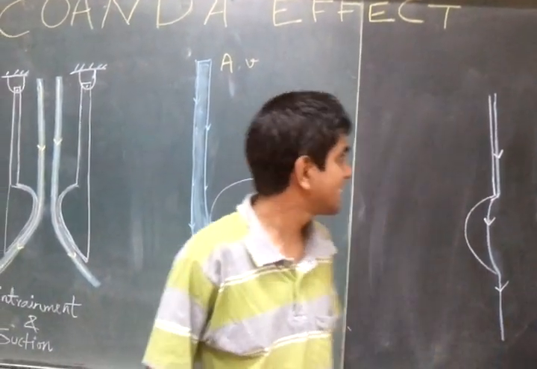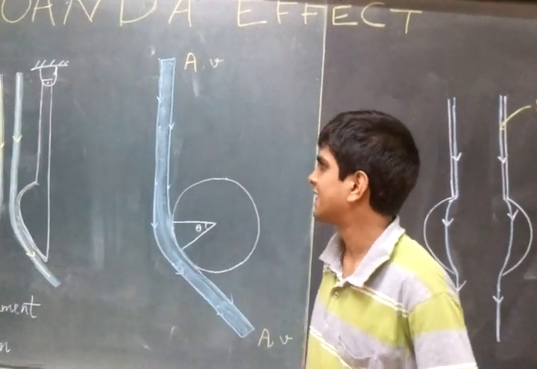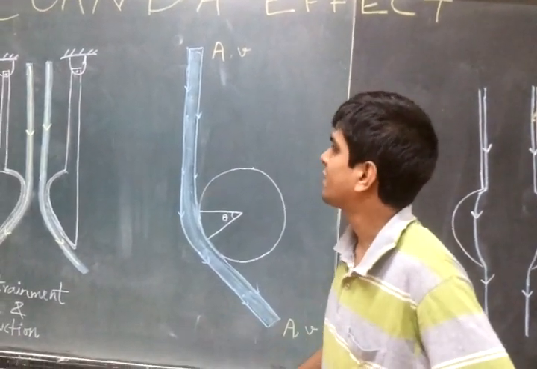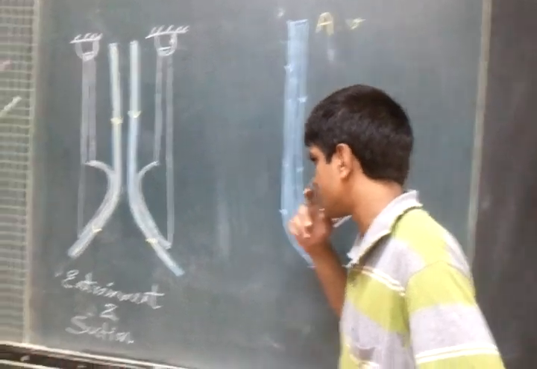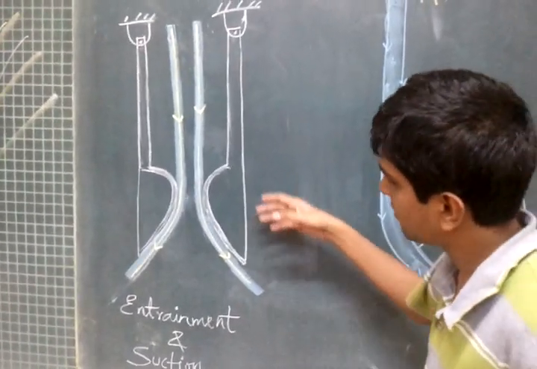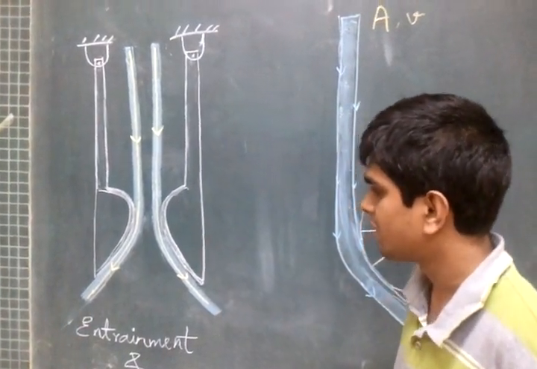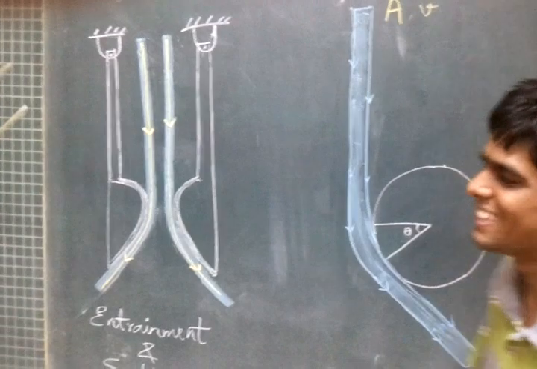What we are demonstrating is a very basic experiment to demonstrate the Coanda effect. The Coanda effect occurs because of entrainment of air when it flows across convex surfaces. Now Abhishek here will explain more about that.